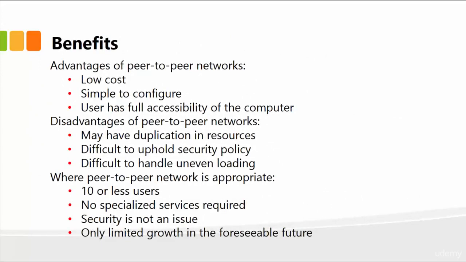A few advantages and disadvantages of peer-to-peer networks: they're low cost, simple to configure, and the user has full accessibility of the computer itself. The disadvantages are you may have duplication of resources. So the exact same file, or a copy of that file, can be stored on a different computer within a peer-to-peer network. It is also difficult to uphold security policy and difficult to handle uneven loading.